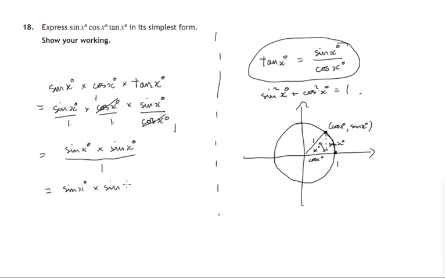Now there is a shorthand way of writing that, and that's sin squared x. We don't write it as sin x squared because the little degree sign and the 2 would get all muddled up there. You'd have to put brackets down there, and it gets very difficult. So we put the squared sign just in there. So sin x times cos x times tan x can be simplified to sin squared x. And that's your final answer for that, with all the working shown.